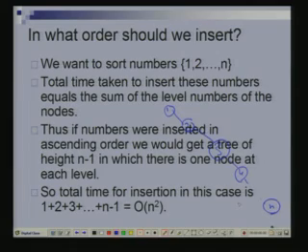And what is the sum of the levels? 0 plus 1 plus 2 plus 3 up to n minus 1, right? And this series sums to order n squared. So that's not good. The time taken for insertion could be as bad as n squared. Is this clear to everyone?